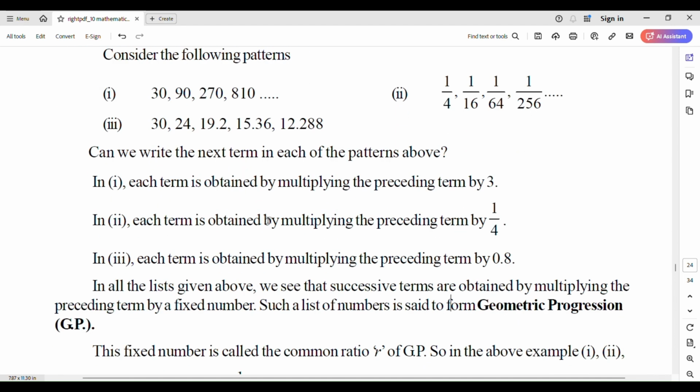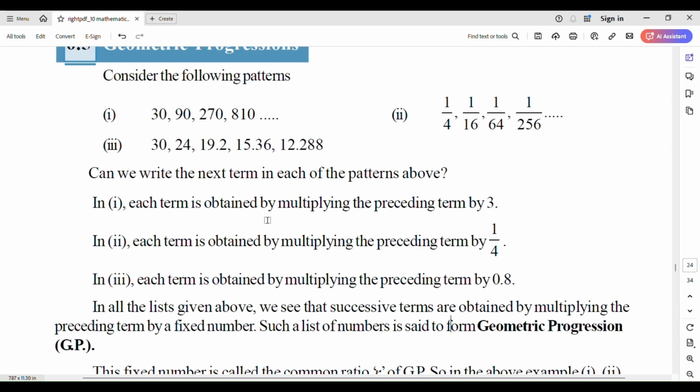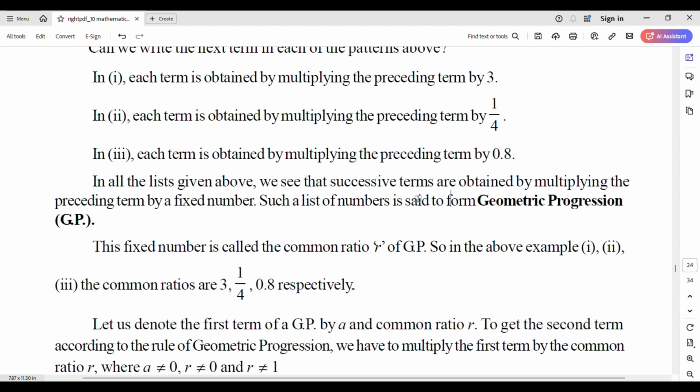If you see here, the difference between arithmetic progression and this is that, instead of addition, the term is basically a product of some constant number and the previous term. So t of n, if you call it term n, is equal to some constant ratio r into t of n minus 1. Such a list, where successive terms are obtained by multiplying the preceding term by a fixed number, is called a geometric progression.